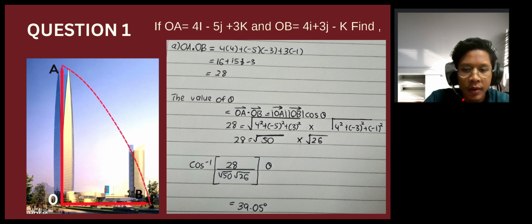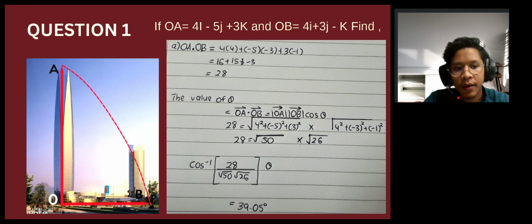In this slide, we are asked the question of what is theta? From the slide, we know that OA is 4i minus 5j plus 3k and OB is 4i plus 3j minus k. To find theta, we know from the equation that vector OA dot vector OB equals the magnitude of vector OA times the magnitude of vector OB times cos theta.